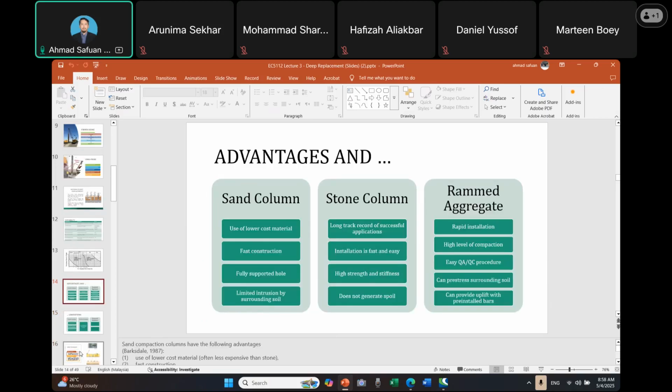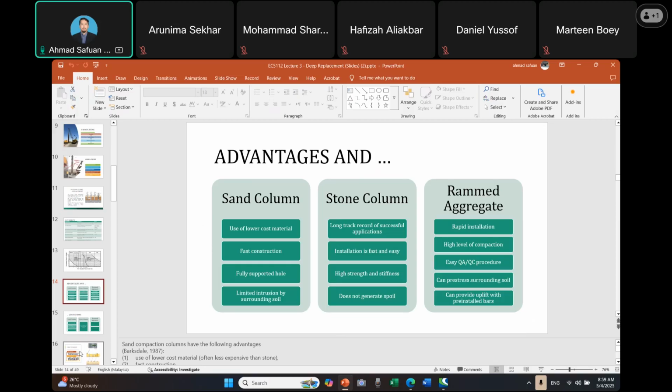Now we look at the advantages of the several deep replacement methods. In this case, I divided into three common materials. The first one is the sand column, the second one is the stone column, and the last one is the rammed aggregates. Then after that, we look at the limitations of each, the same material, the same method.